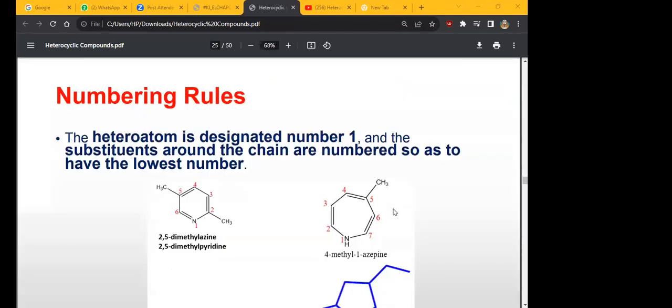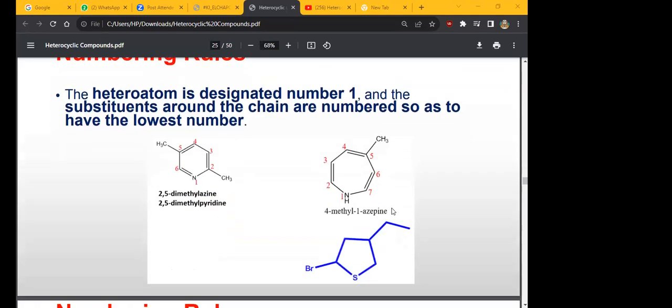6-membered rings, numbering. Okay, now we come to numbering. So the heteroatom is designated number 1 and the substituents around the chain are numbered so as to have the lowest number. So wherever there's a substitution, we want the substituent to have the lowest number. So our heteroatom will be the first. So let's try and name this one, yeah? So we start counting from where the heteroatom is, here where nitrogen is.